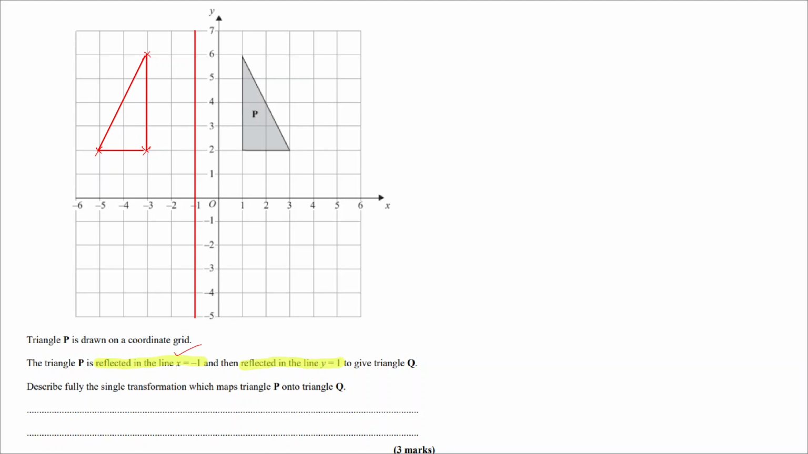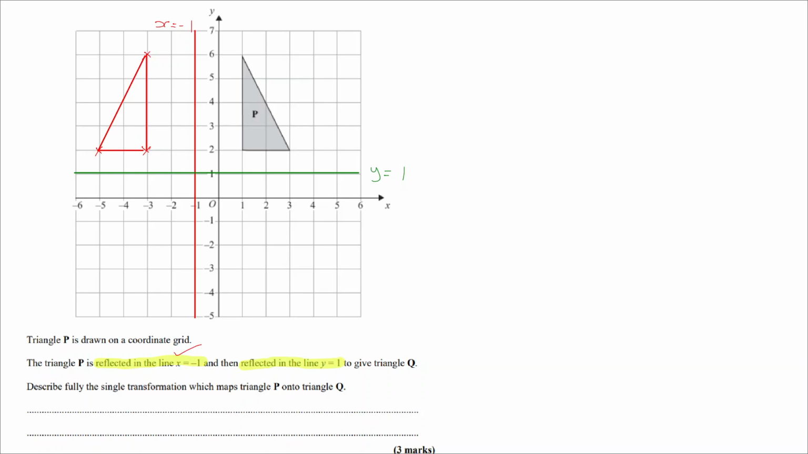I'm now going to reflect along the line y equals 1. The y-axis this time goes through the point 1. This here is your line, y equals 1, and really I should have labelled on the first one that that is the line x equals -1 to keep it really clear.